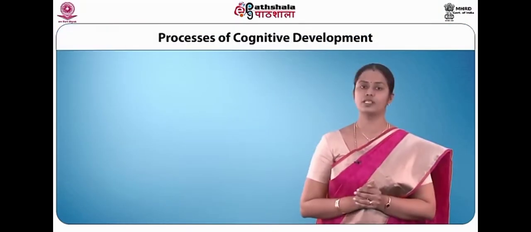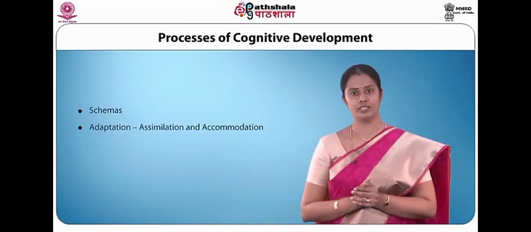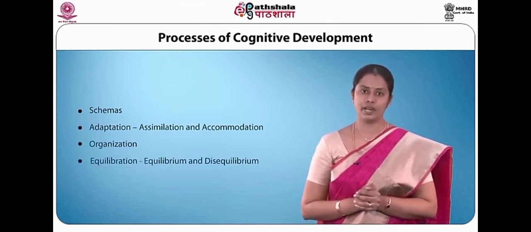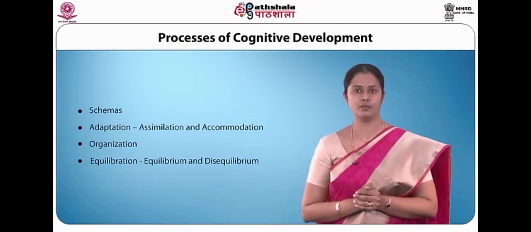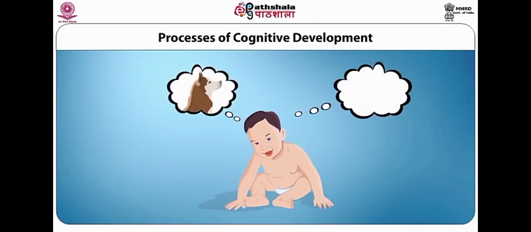As per Jean Piaget, the development of thinking and its active construction is made possible by five processes as shown here. The first one is schemas, then adaptation through assimilation and accommodation, and then organization. The last one is equilibration, where equilibrium and disequilibrium set in. Let me help you understand these processes with a simple example of how every child, and even you for that matter, have learned the concept of a dog and a cat in your early years.